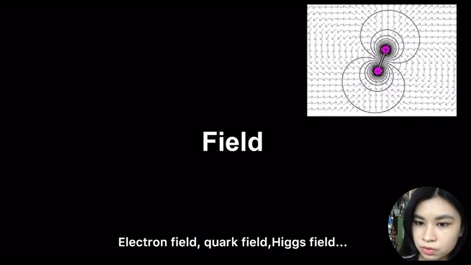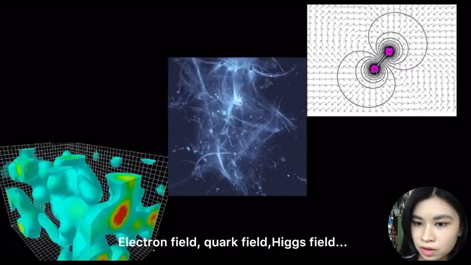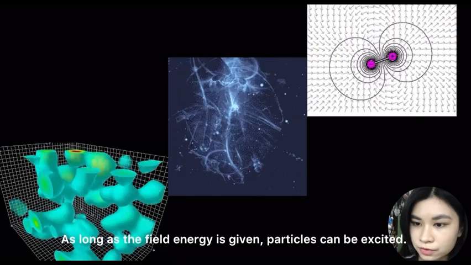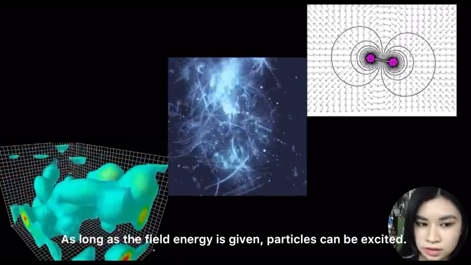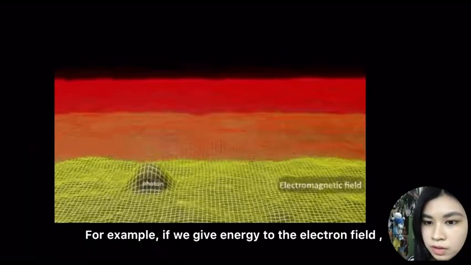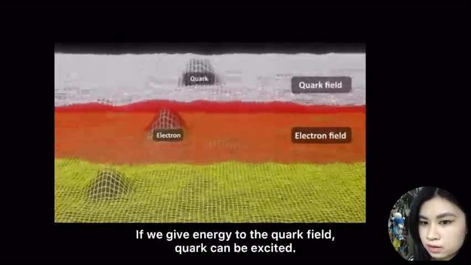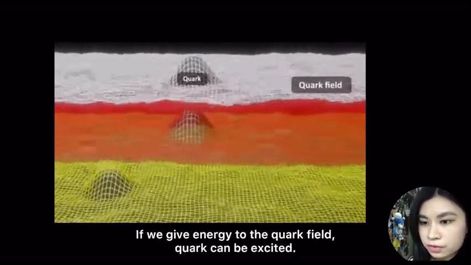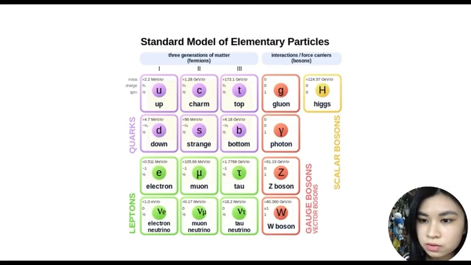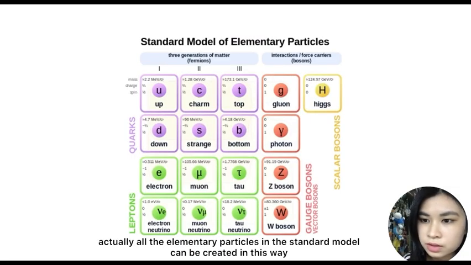Although matter cannot exist in the vacuum, there are various fields: electron fields, quark fields, Higgs fields. As long as field energy is given, particles can be excited. For example, if we give energy to the electron field, the electron can be excited. If we give energy to the quark field, quarks can be excited. Therefore, actually all the elementary particles in the Standard Model can be created in this way.